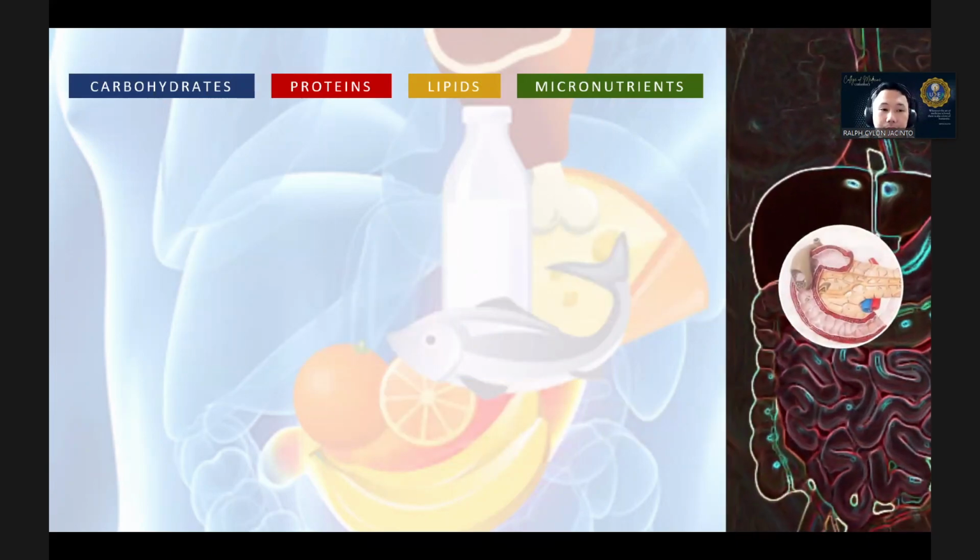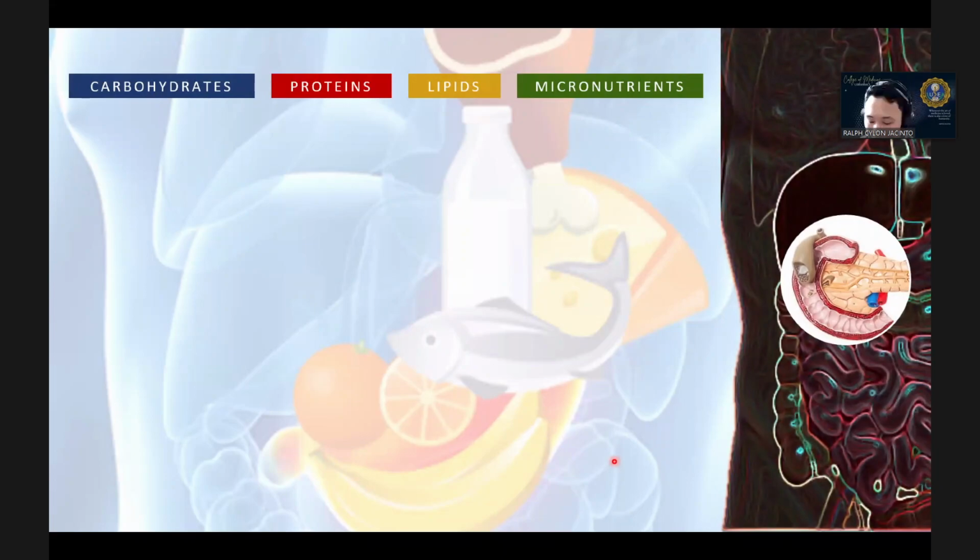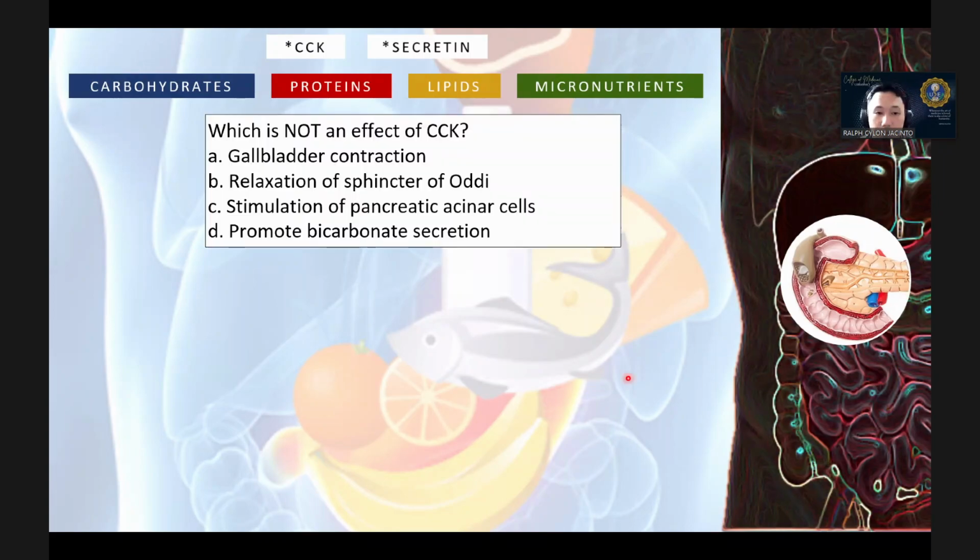Next. So let's now go to your duodenum. When the acidic chyme coming from your stomach reaches the duodenum, it causes the secretion of two hormones, your CCK and your secretin. Now, the question is: which is not an effect of CCK? Is it gallbladder contraction, relaxation of the sphincter of Oddi, stimulation of your pancreatic acinar cells, or promotion of bicarbonate secretion?